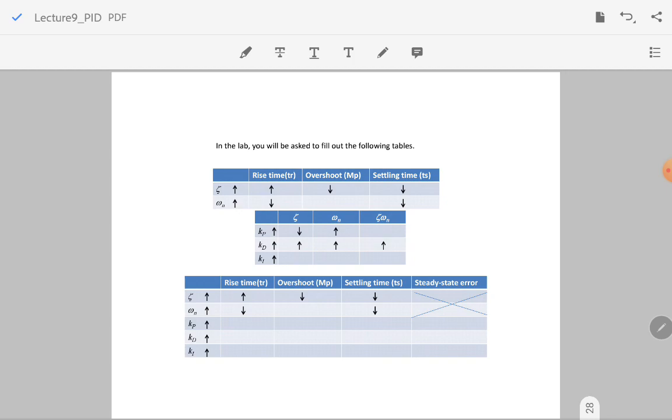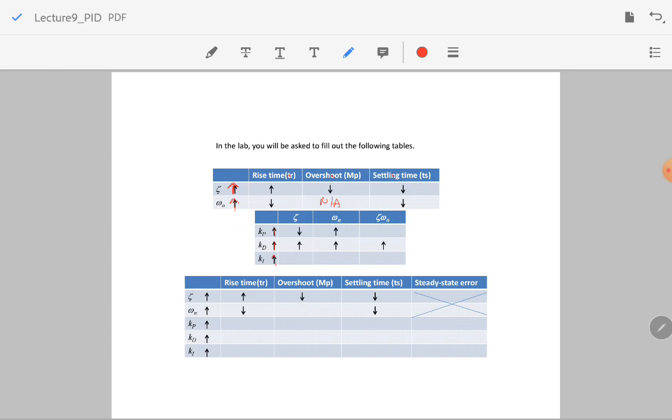You'll be asked to fill out the following table, and I filled out some of it. So what's the effect of increasing zeta on the rise time, overshoot, and settling time? That one is not applicable, so there's nothing in it. What about increasing omega n? And then what is the effect of increasing Kp, Kd, and Ki on the zeta and omega n? So in the end, you have to fill out a table like this.